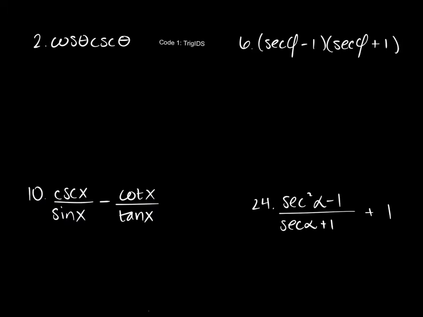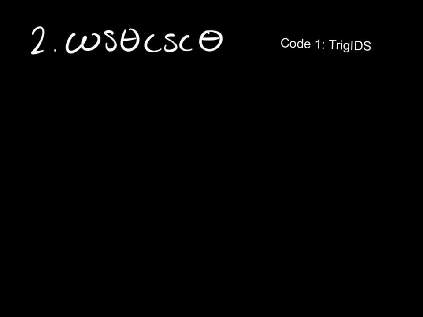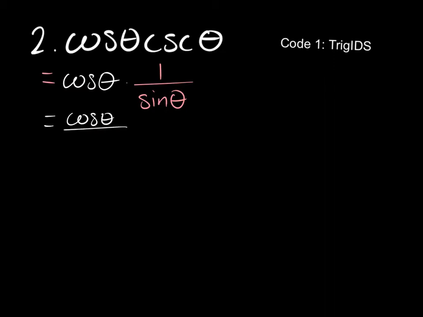So let's start off simple. We'll just look at number 2. We want to simplify cosine theta times cosecant theta. First thing I'm going to do is use the reciprocal identity to change cosecant theta into 1 over sine theta. So I'm going to use pink: equals cosine theta times 1 over sine theta. And then I'm going to simplify. So this is going to be equal to cosine theta over sine theta. Cosine theta over sine theta by the reciprocal identity is equal to cotangent theta. And that's my answer.